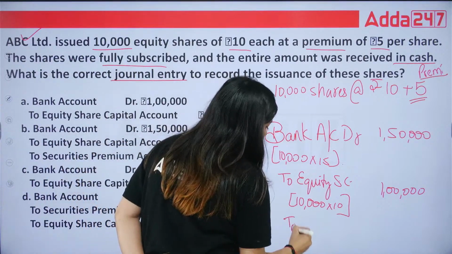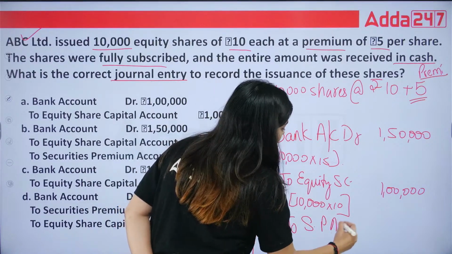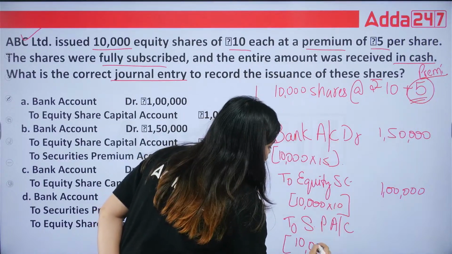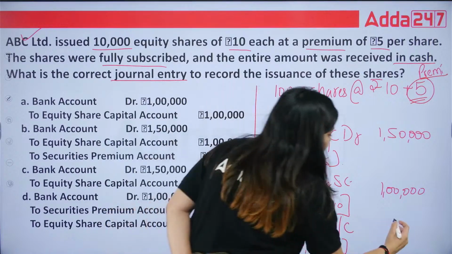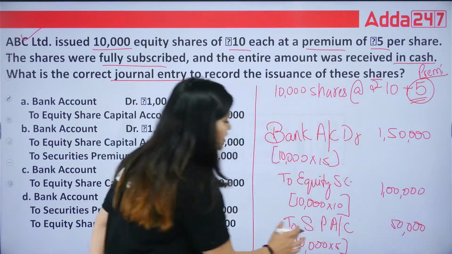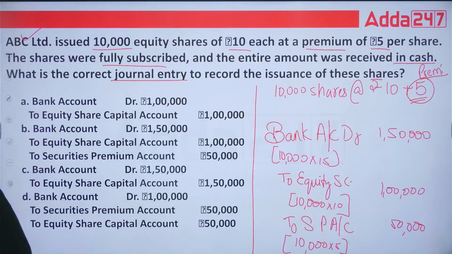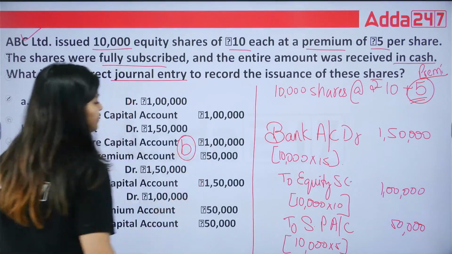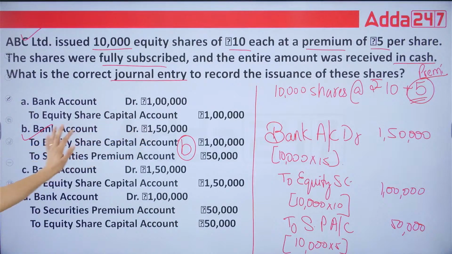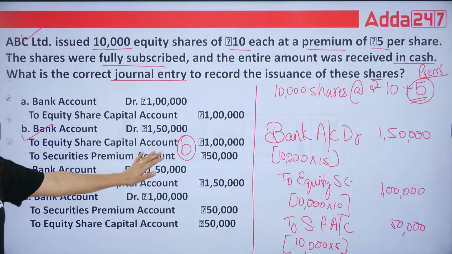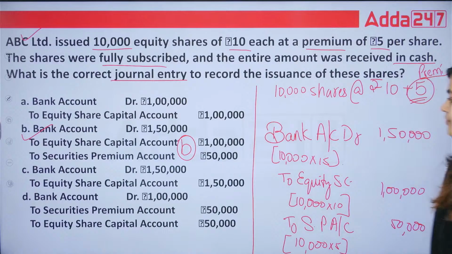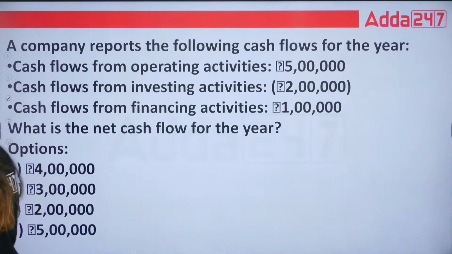And next we are going to write the securities premium account. Of this 5, meaning on 10,000 shares you are receiving 5, that is 50,000. So this is your securities premium. And as per this, which is your correct option? Yes, your correct option is answer B: bank account 1,50,000, equity share capital 1 lakh, securities premium account 50,000. Okay. Now, let's check the next question.